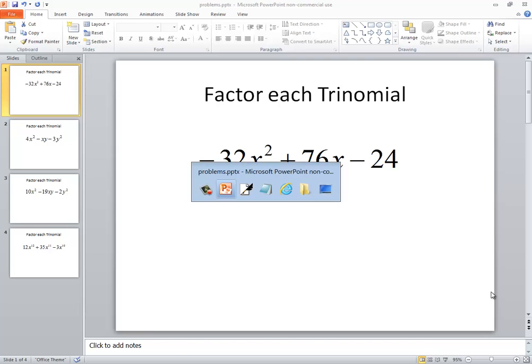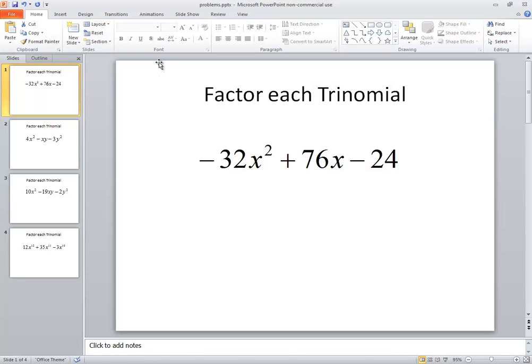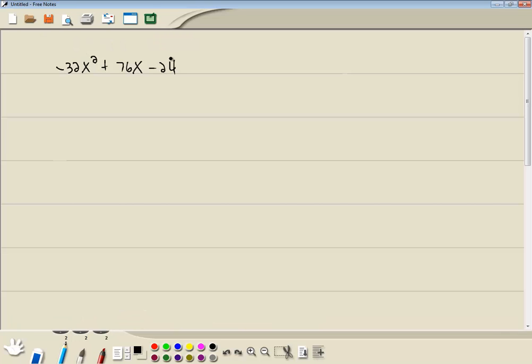Let's take a look at this problem. We've got negative 32x squared plus 76x minus 24, and I want to factor out the GCF. I'm not sure if I see it, but we'll try. The first term is negative, so we'll bring out a negative. And I think the largest number that divides into all of those is a 4, but we'll see.